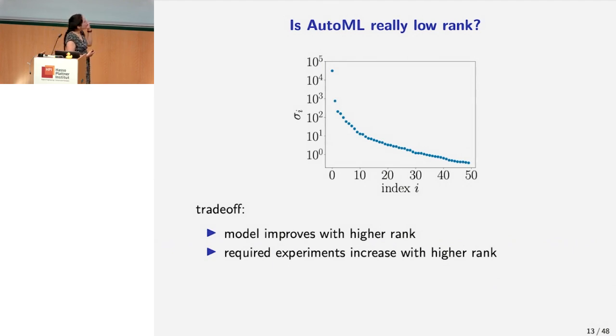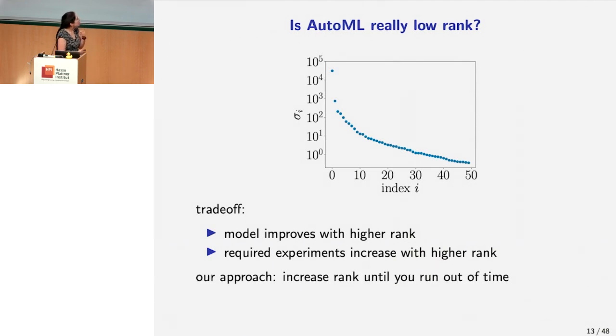Good. So you see the model improves with higher rank, but also, right, the number of experiments you need to do on your new data set increases with the rank, right? Because if you want to find, okay, here's another quiz, Machine Learning 101. If you want to estimate k parameters, how many pieces of data do you need? Right? How many models do we need to run on our data set if we want to estimate a k-dimensional feature for our data set? At least k, yes, exactly. Great, thank you. Okay, so our approach is just increase the rank until you run out of time.